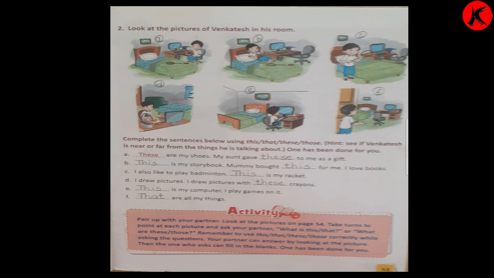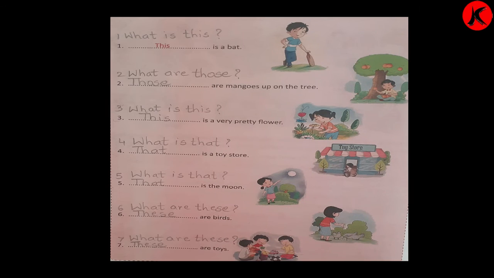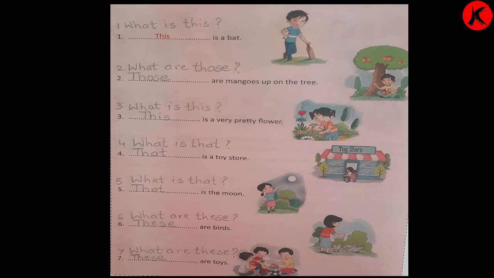Okay children, so we'll come to know the exercise. See, the question and statement is what? This is a bat. The child is holding the bat near to him. So this is a bat. But what question will we frame? What is this? So this is a bat.